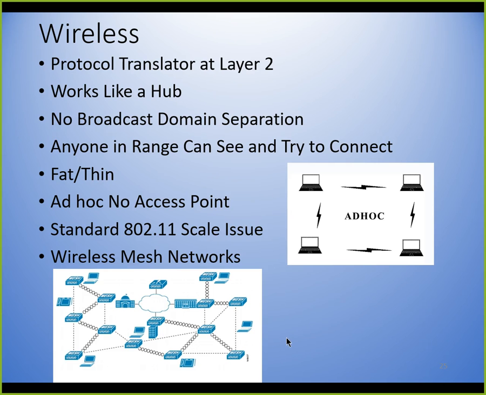Wireless access points, layer 2, work like a hub. There's no broadcast domain separation in these things, and anybody that's in range can see you and try to connect. We have fat access points and thin access points, lightweight access points. The ones that are called fat access points are like you and I have, that you use a web interface to go onto it to do the configuration. A thin access point or a lightweight access point is configured centrally so that we have consistencies with them.